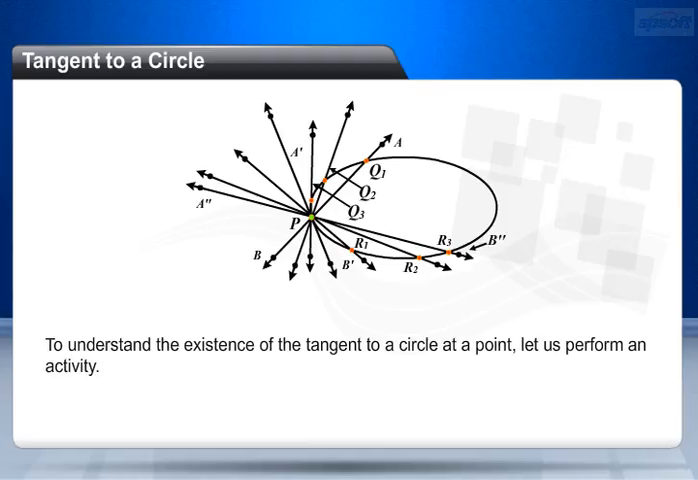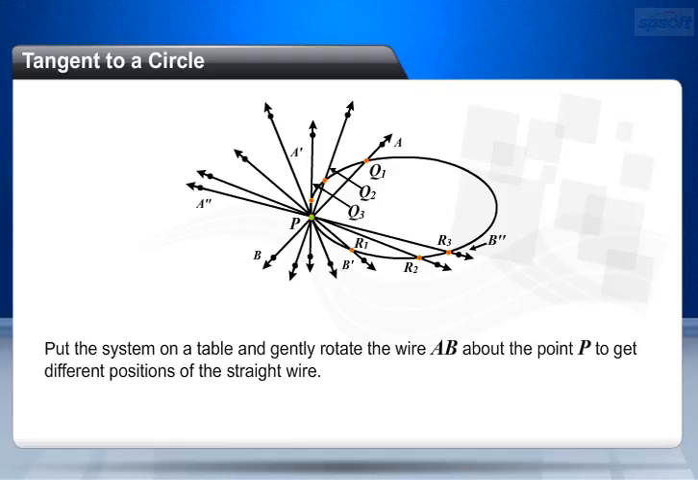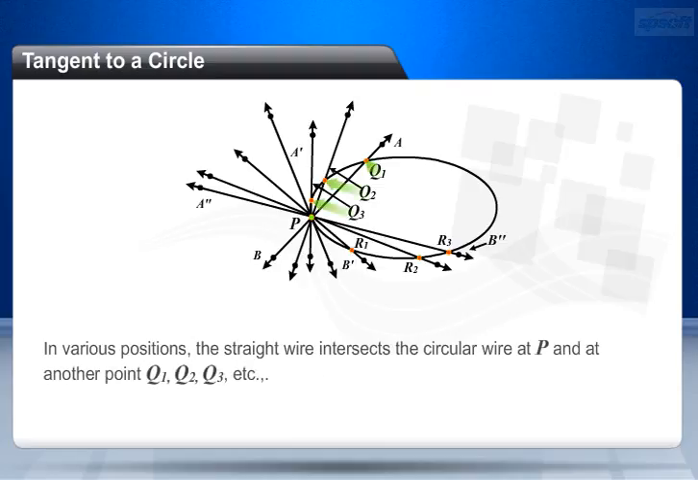To understand the existence of the tangent to a circle at a point, let us perform an activity. Take a circular wire and attach a straight wire AB at a point P of the circular wire, so that the straight wire can rotate about the point P in a plane. Put the system on a table and gently rotate the wire AB about the point P to get different positions of the straight wire. In various positions, the straight wire intersects the circular wire at P, and at another point Q1, or Q2, or Q3, etc.